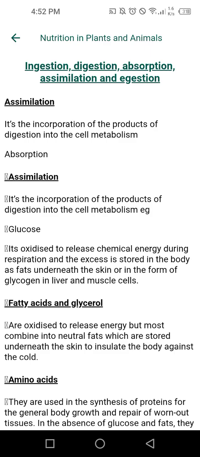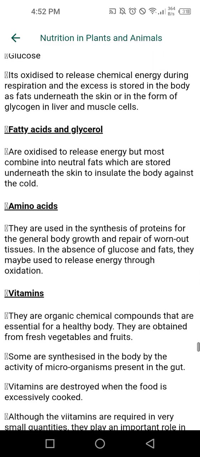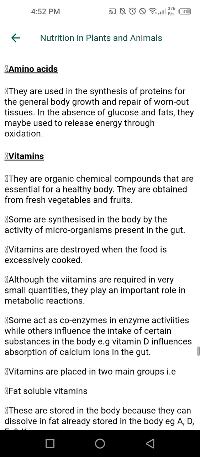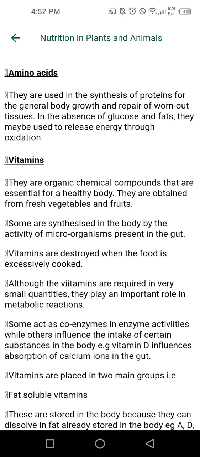Fatty acids and glycerol are oxidized to release energy, but most combine into neutral fats which are stored underneath the skin to insulate the body against the cold. Amino acids are used in the synthesis of proteins for the general body growth and repair of worn-out tissues. In the absence of glucose and fats, they may be used to release energy through oxidation.